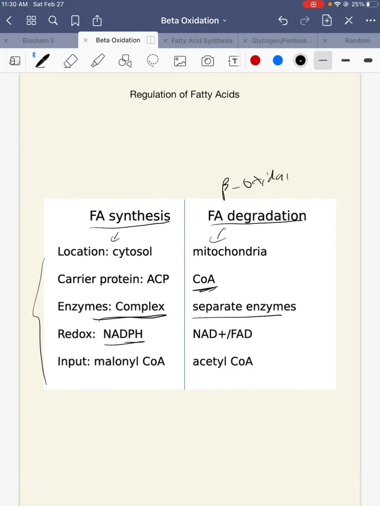So we'll need an oxidizing agent, because we're oxidizing the fats. So NAD and FAD will be reduced in the process. When they get reduced, they oxidize the fatty acids, so they're considered oxidizing agents. Okay, and then our input is acyl-CoA. Basically, we start with acyl-CoA and then we'll get acetyl-CoA at the end.